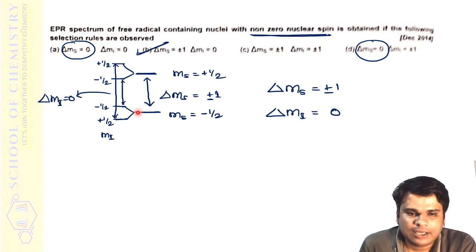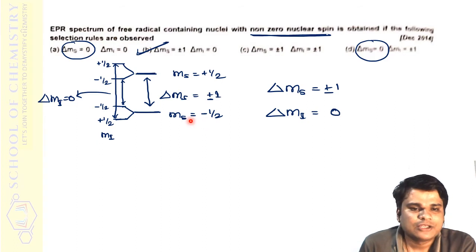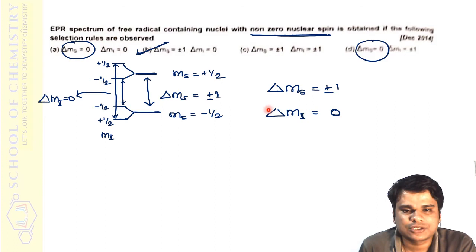So the thing is that already it has been explained. Basically the transition has to be from here to here. ms going from minus half to plus half, if you compute the difference, it will be 1, like plus half minus of minus half gives plus 1, right? Then there should not be change in mI value. So if you start from plus half, you should go to plus half, that is one transition, and minus half to minus half, that is the second transition. Basically these two selection rules are followed.